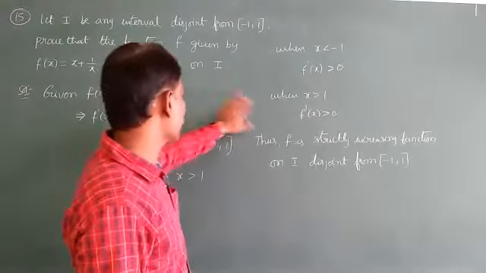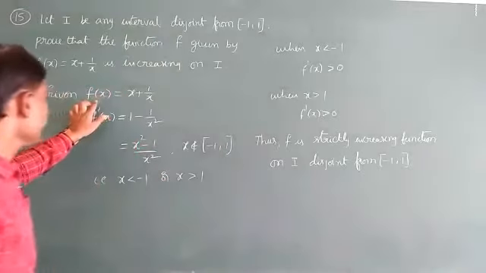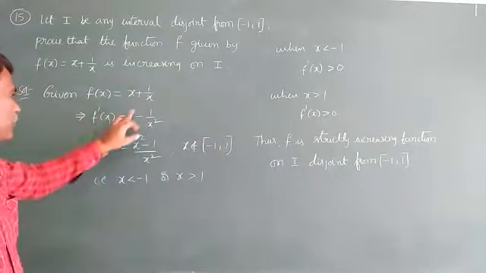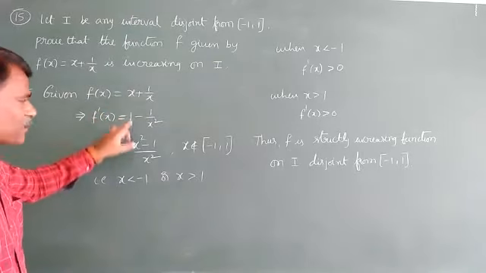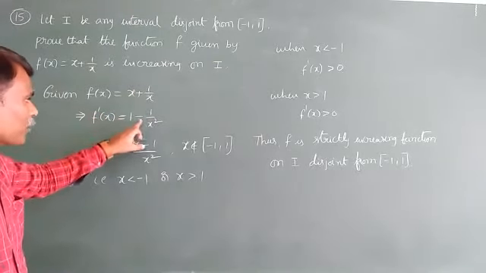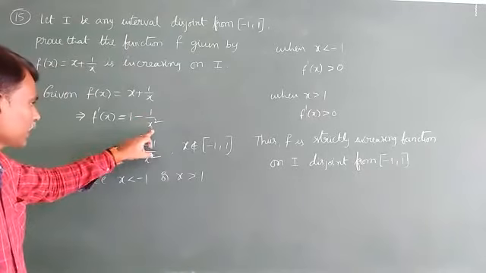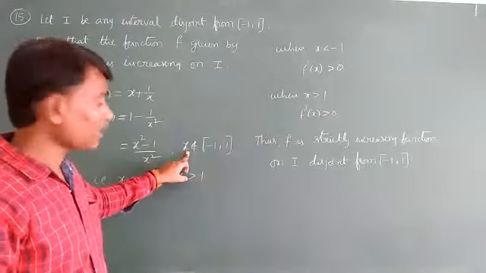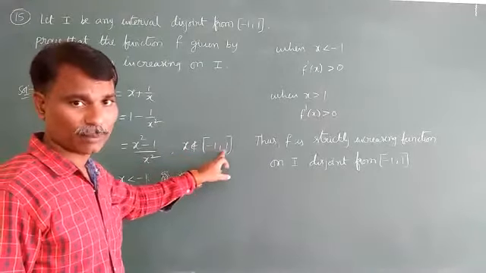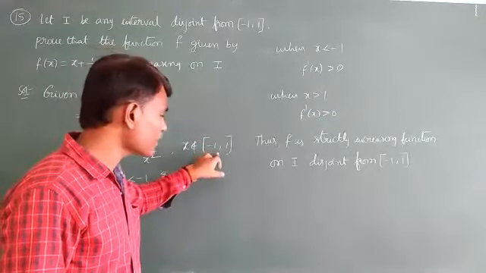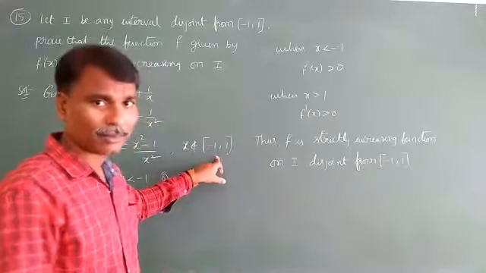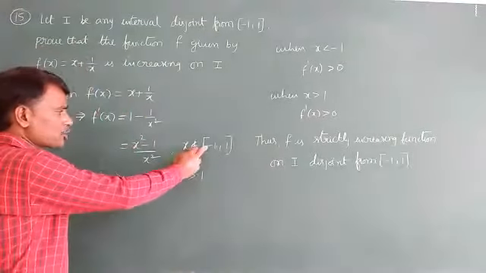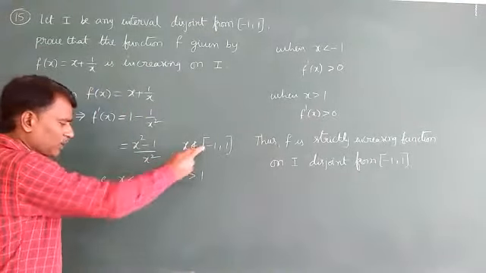So let me begin. Think like this: f of x is equal to x plus 1 by x. F dash of x is equal to the derivative of x, which is 1, plus the derivative of 1 by x, which is minus 1 by x square. Take the LCM: x square minus 1 by x square, where x does not belong to the closed interval of minus 1 comma 1. What is the meaning of this? Does not belong means take the remaining values. That means you should take less than minus 1.